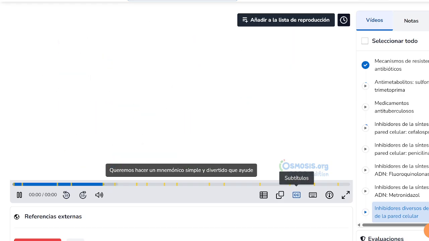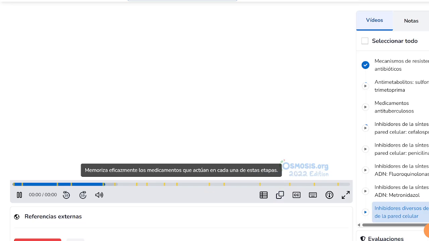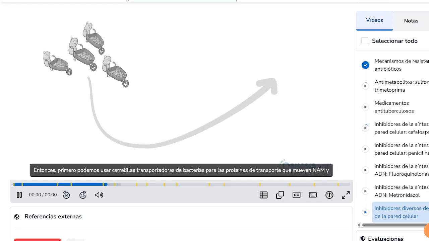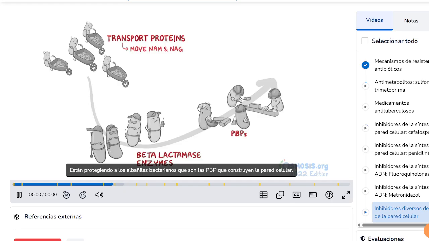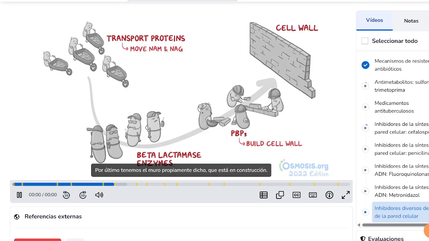We want to make a simple and fun mnemonic that'll help you efficiently memorize the medications that work on each of these stages. So first we can use bacteria carrying wheelbarrows for the transport proteins that move NAM and NAG across the cell membrane. Next are the bacterial security guards, which represent the beta-lactamase enzymes. They're protecting the bacterial masons, which are the PBPs that build the cell wall. Finally, we have the wall itself, which is under construction.